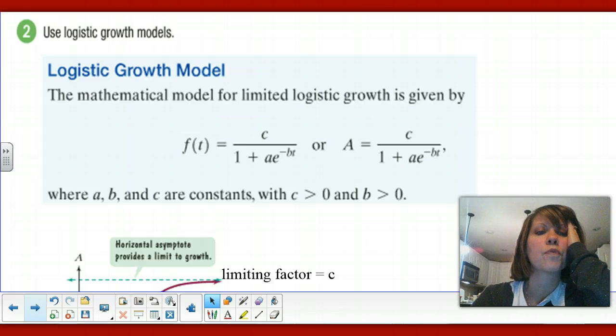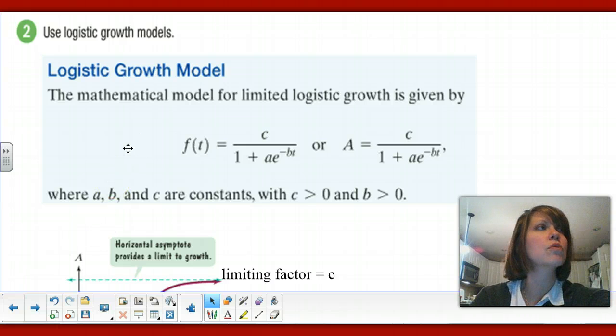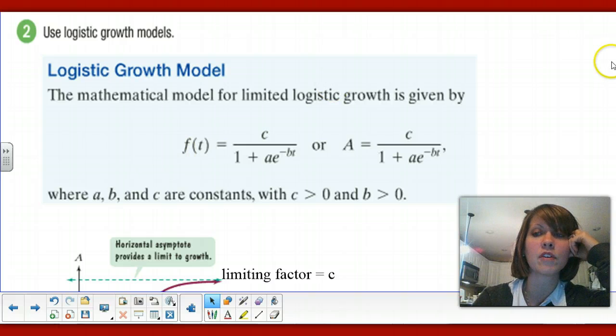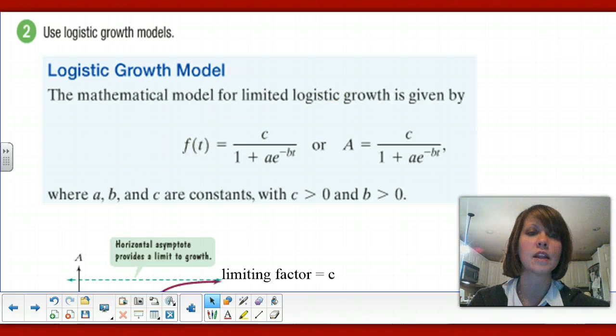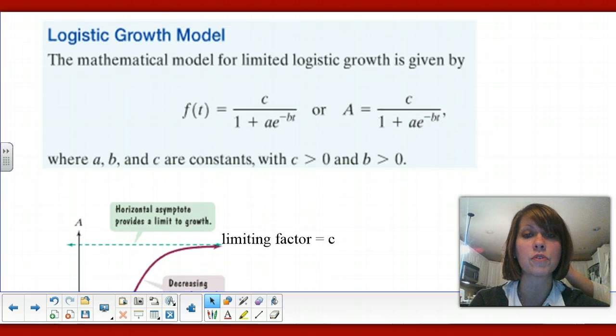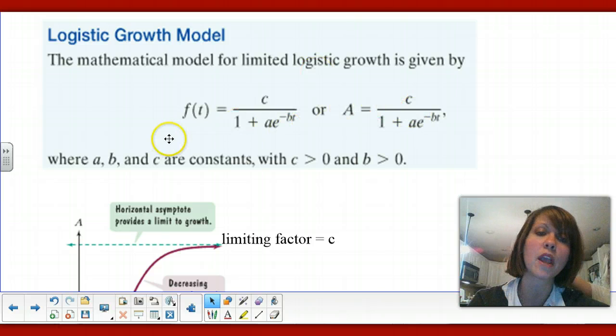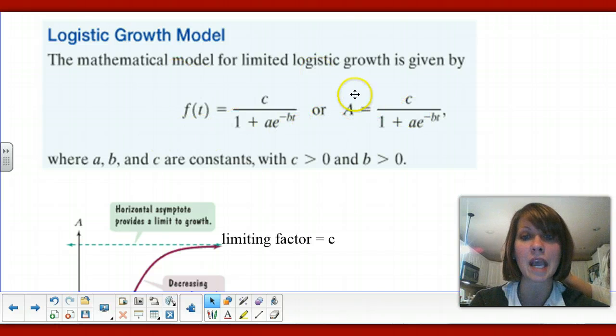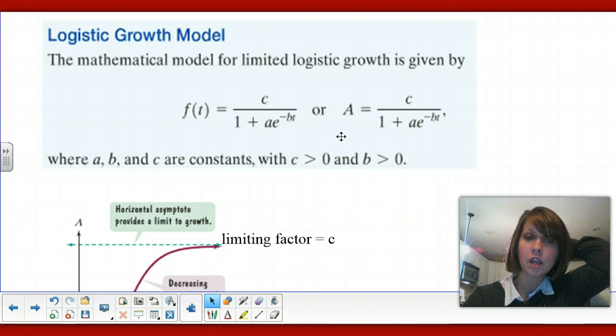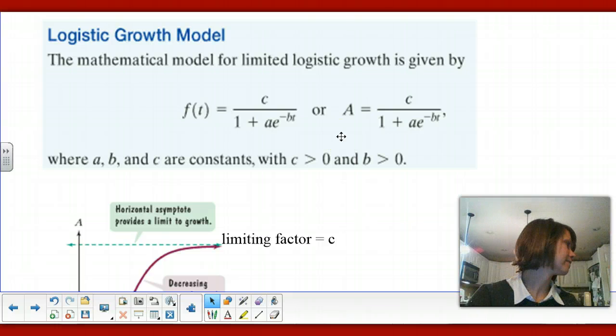All right. So, objective 2 is using logistic growth models. This is where I said we were going to have another formula in here. And here we have it. The mathematical model for limited logistic growth is given by these two formulas, this one showing f of t, this one showing A. Okay? No differences.